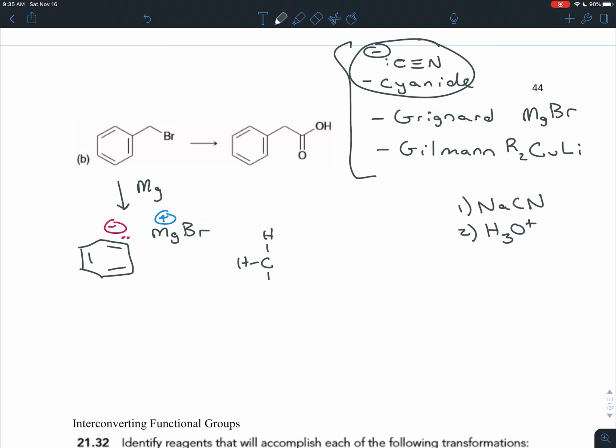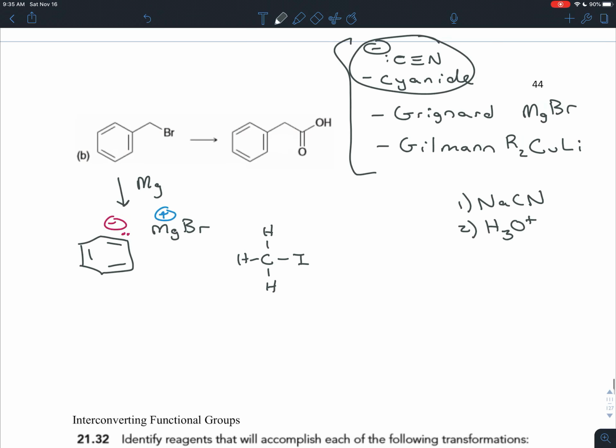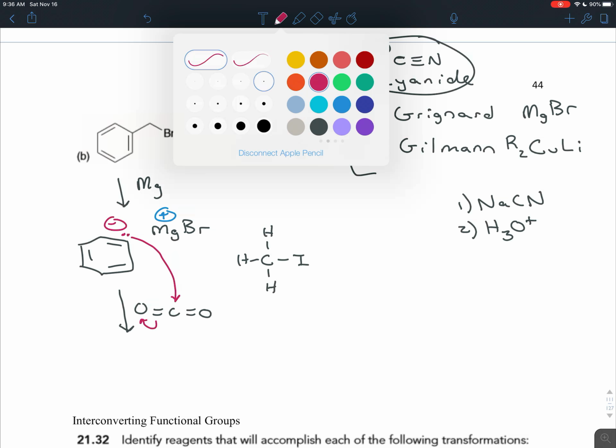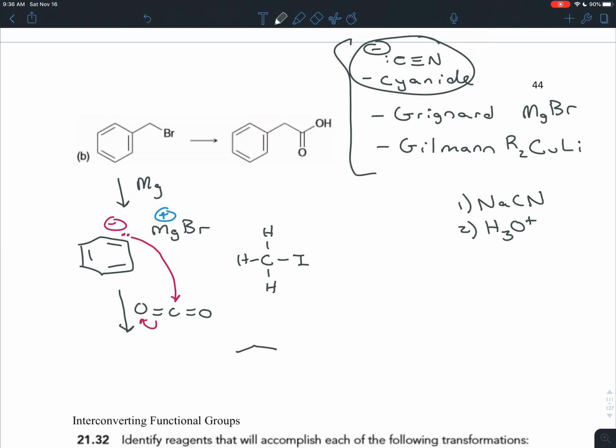You might be tempted to have a substitution reaction, just have a leaving group. You could do that. We'll talk about how you could use that in a second, but you could do it in an even more efficient way if you treated this with carbon dioxide. Then this nucleophile would attack the carbon, open this up, and you would almost have your product immediately.